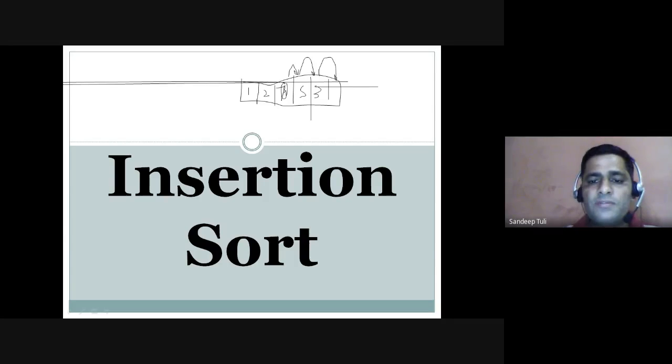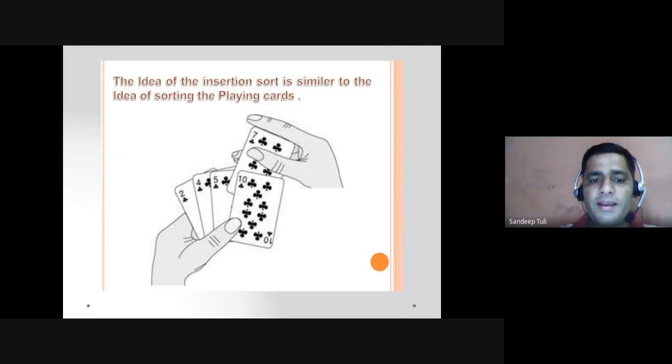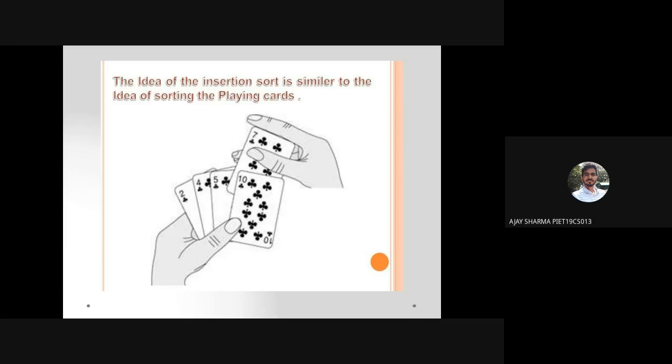The same logic we are going to use in insertion sort. We can also compare this with playing card games. The idea of insertion sort is similar to the idea of sorting playing cards. I think most of the students have played with playing cards. When cards are dealt, we always try to sort them. Yes or no? Yes, sir. You have played this game a lot.